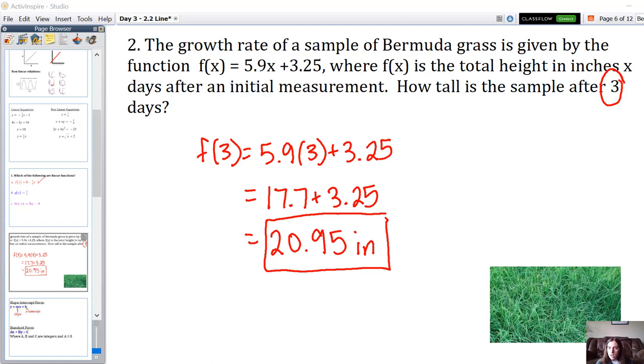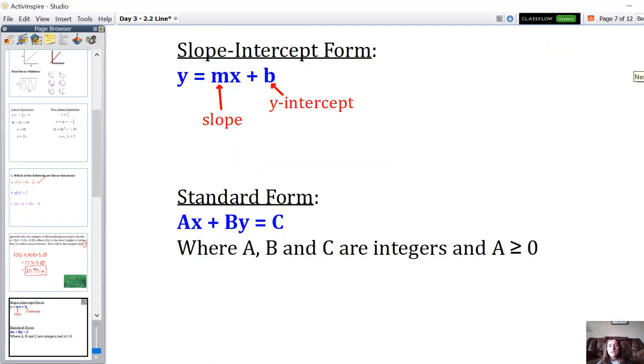Now there are a few different ways that you might see some linear functions, and these are the first two that we're going to talk about. This thing called slope-intercept form, which is y equals mx plus b. M here is the slope of the line that we're dealing with. B is the y-intercept, where we're crossing the y-axis.